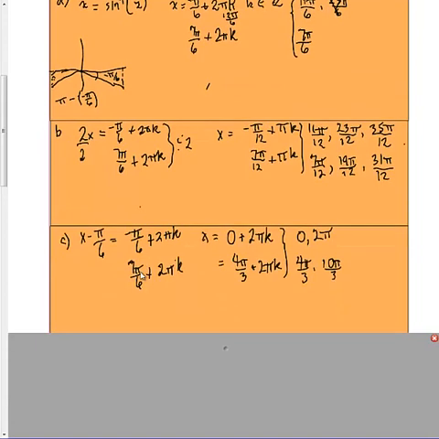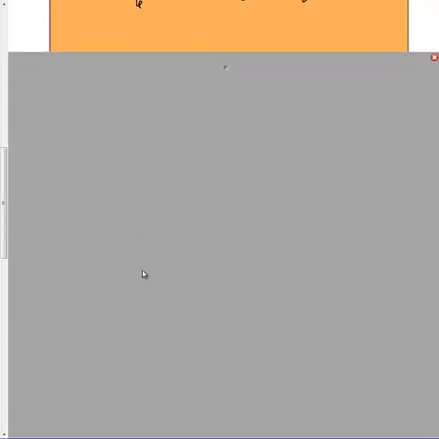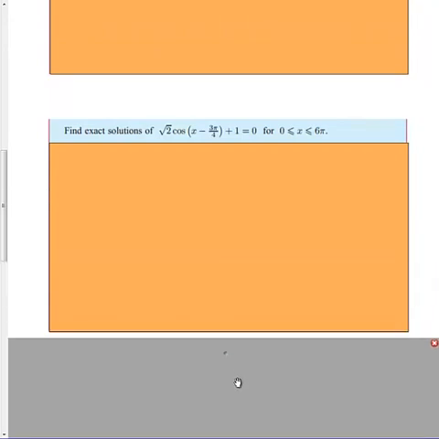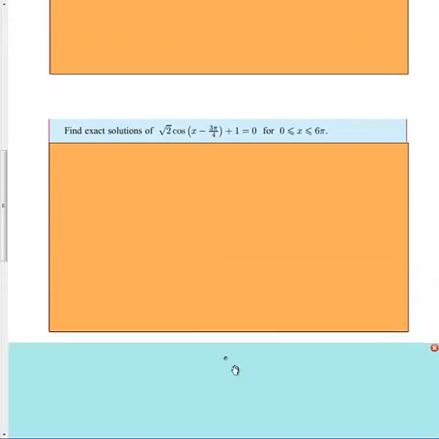Okay, let's look at another problem now, another example. Let's see what we've got here. Find the exact solutions of that expression equals 0 for x between 0 and 6 pi. So now we just have a little bit of work to do before we can do the arc cosine here. We have a cosine this time.